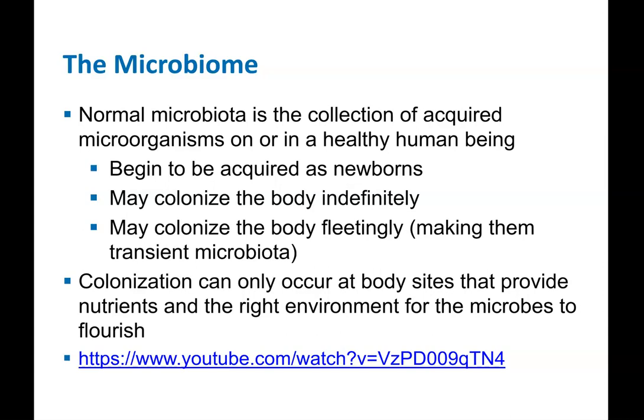We can also pick up some transient ones, some that will colonize us temporarily, and then they may not last on us forever. And it all just really depends. It depends on our exposures from the time we're born. It depends on our hygiene and our habits. There's so much variation, and that's why it is just a huge area of study right now. So this is a really interesting video about the microbiome.